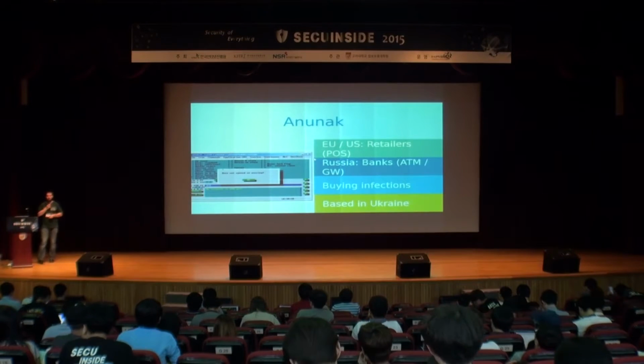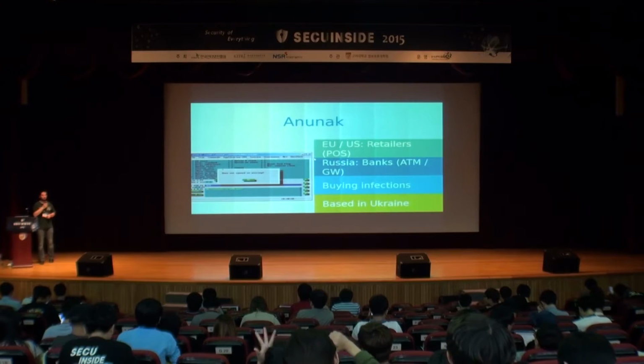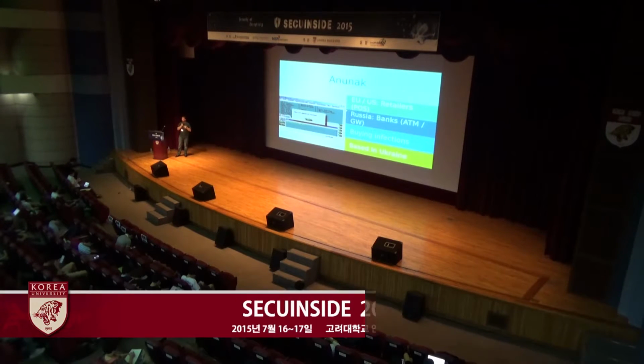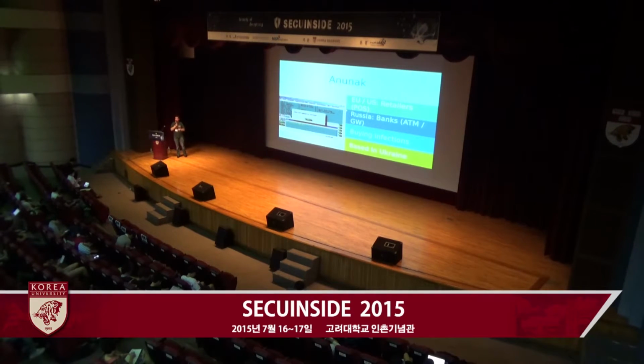Anunak was a group, you might have read about this. It was published late last year, our research. Kaspersky also did their research and posted a report that was called Carbanak. And basically this group was targeting two different markets. In Russia, they were actually targeting banks specifically. And their biggest target for that was the payment gateways.